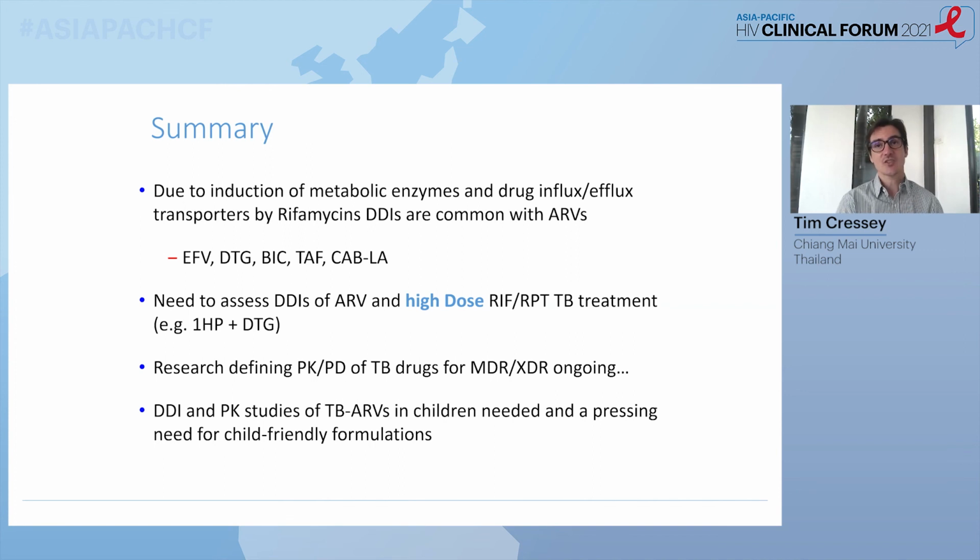So it is quite challenging to find the optimal regimen with the drugs that you want to give, whether it's for treatment of TB or latent TB. And clearly for latent TB, as I mentioned, we really want to look at the drug-drug interactions for high doses of rifampicin and rifapentine. For the treatment, for example, I highlighted 1-HP with DTG. That's an important research question that hopefully we'll have answers to in the future.